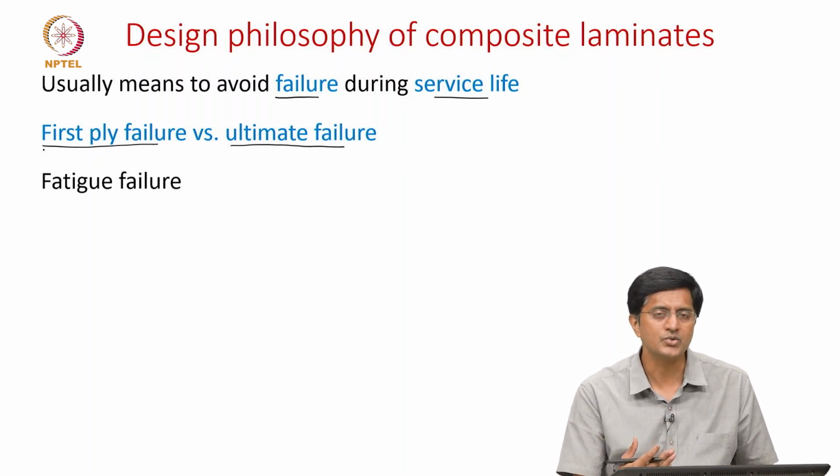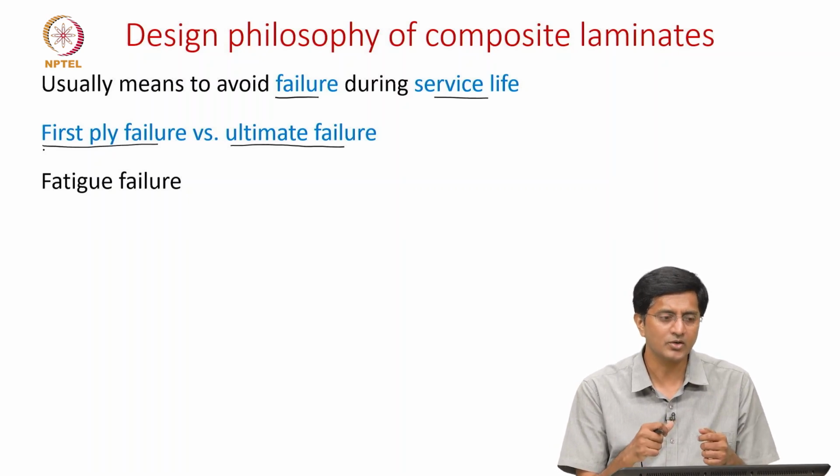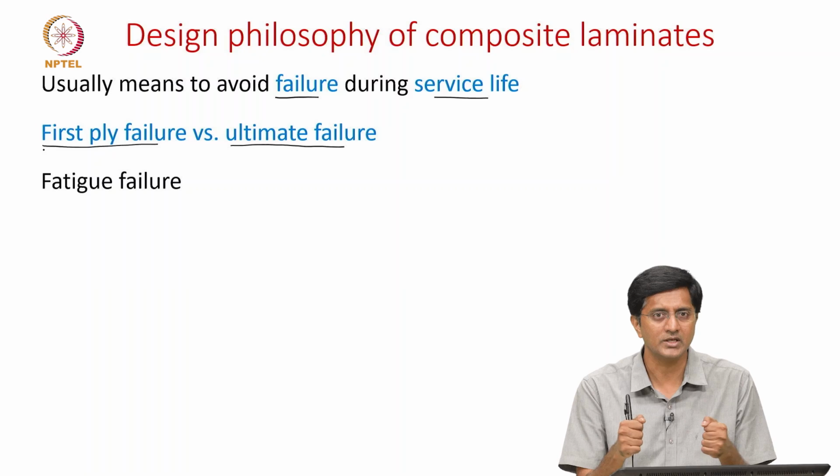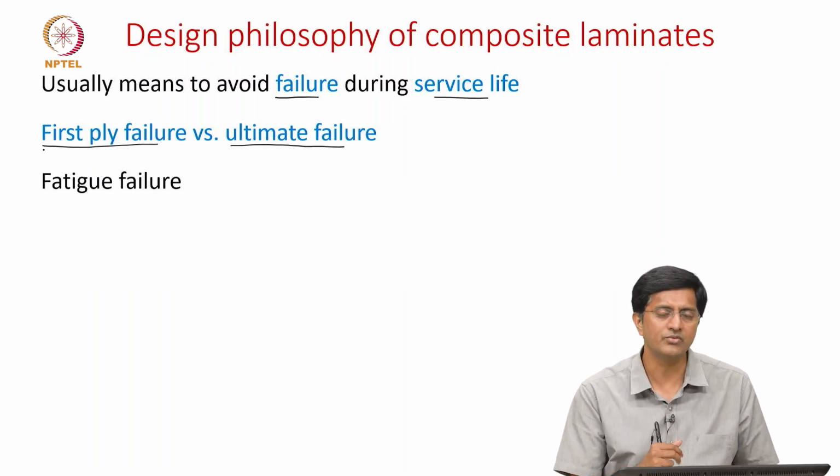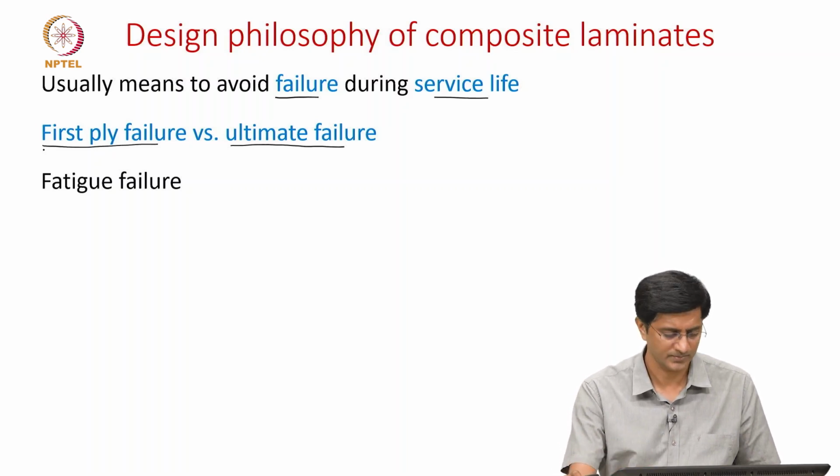Next, usually in the automotive and aerospace industry, most failures occur due to fatigue. These are not static loads, but fatigue loads are the loads where we apply the loading in a cyclic fashion. So let's see how this fatigue failure is different for metals and composites.